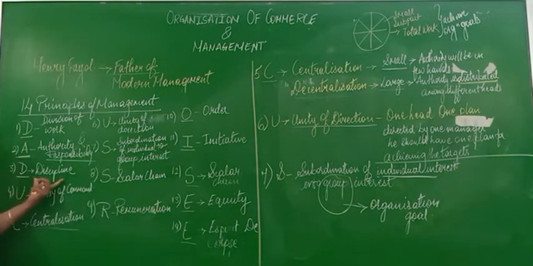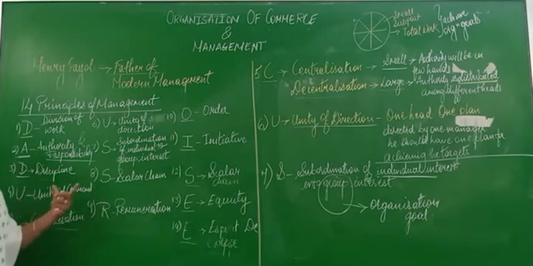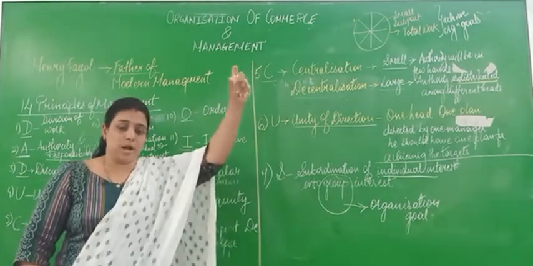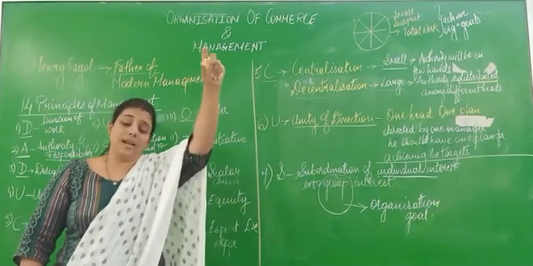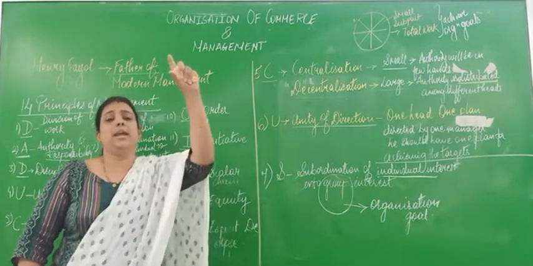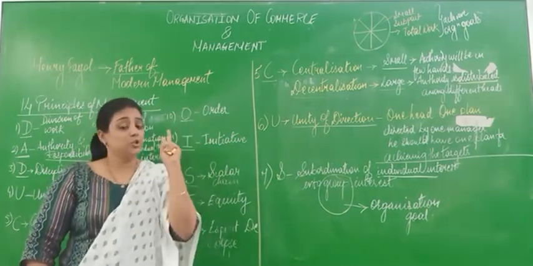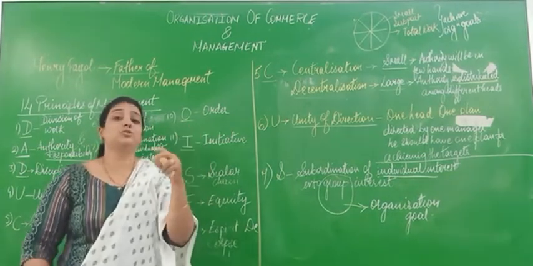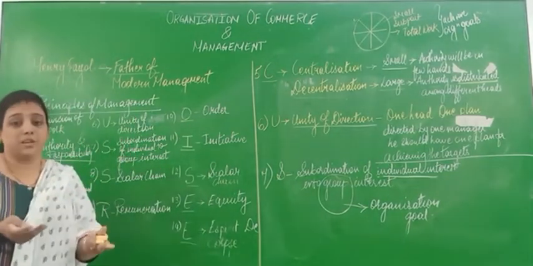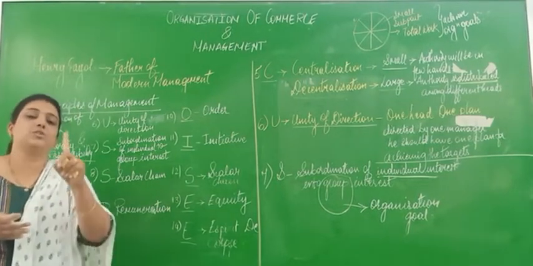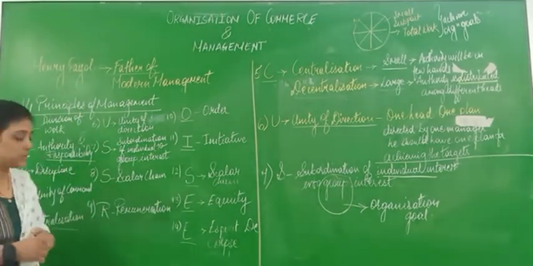D stands for discipline, following the rules and regulations of the organization. Unity of command means one head, one command. That is, I should have only one boss above me. There should be no two bosses or more than two bosses, which will create confusion. So to reduce the confusion and conflict in the organization, I should have only one boss.